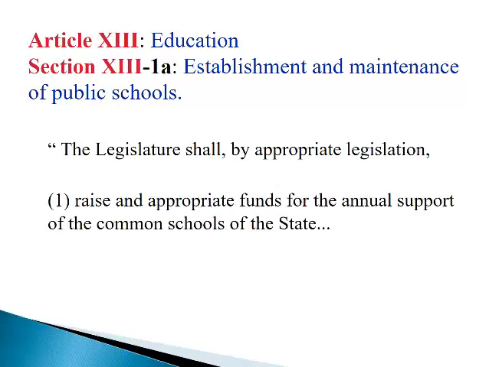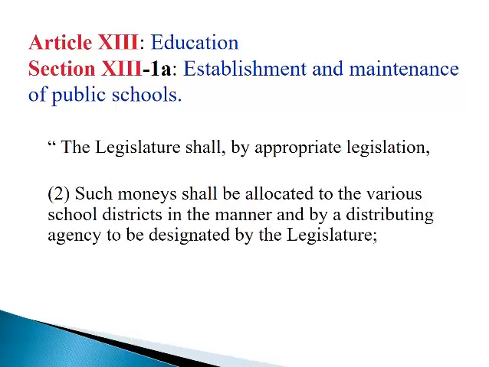Further, in the same section, the legislature shall, by appropriate legislation, raise and appropriate funds for annual support of the common schools of the state. So the legislature is responsible for raising money to support public schools in Oklahoma. Still further, such money shall be allocated to the various school districts in the manner and by distributing agency to be designated by the legislature.